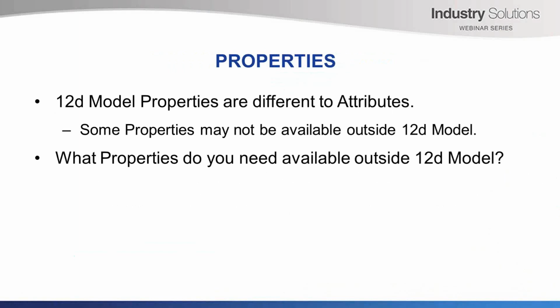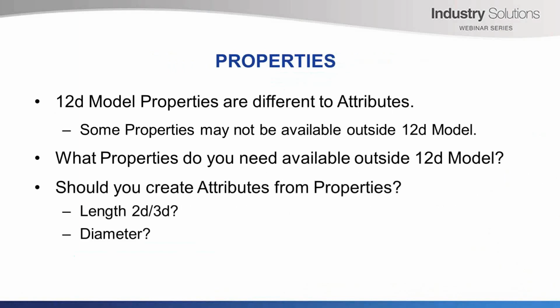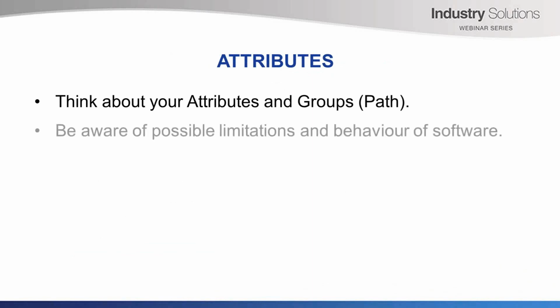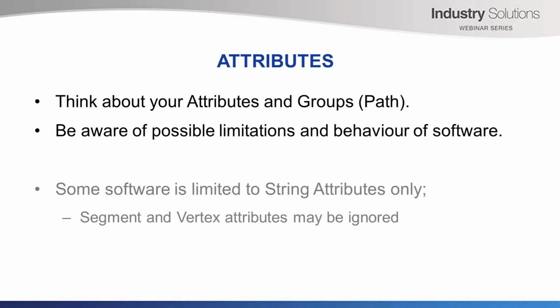So what do we do? Do you need to have those properties available? Should you create attributes from these properties? Do we want to know the 2D and 3D length? Do we want to know the diameter? When you're setting up your model, you should think about how you create your attributes and your pathing. Be aware of possible limitations and behavior of some software. Some software you'll find is actually limited to string attributes only. Segment and vertex attributes get ignored. Model attributes, tin attributes, that type of thing. Often they can be ignored.